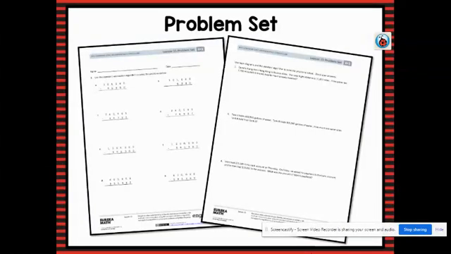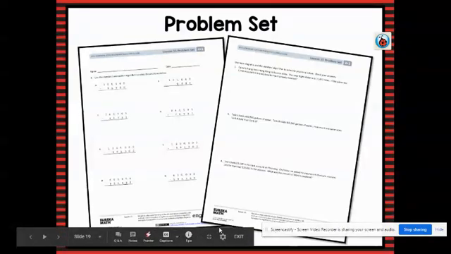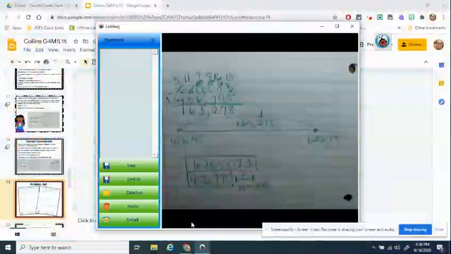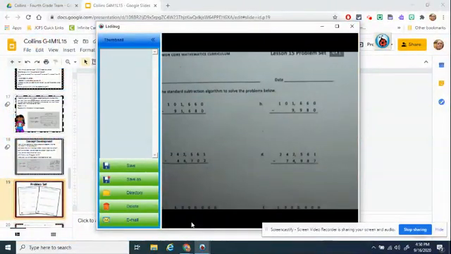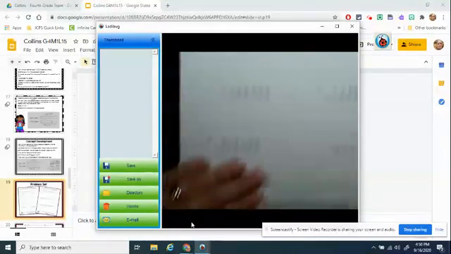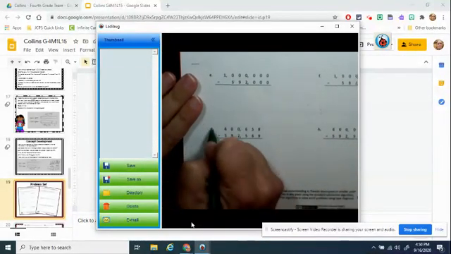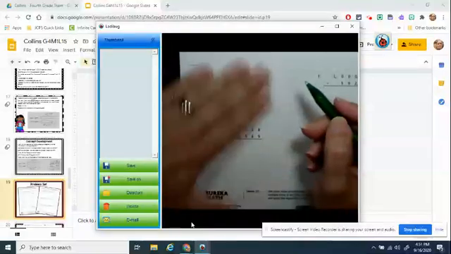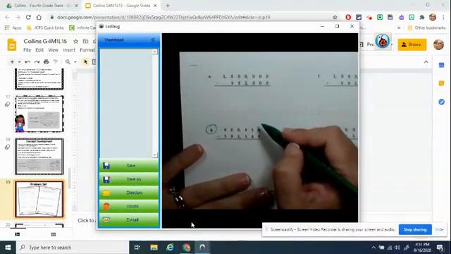Okay, so now we're going to try the problem set, which means I'm going to exit out of here and pull up the document camera and we're going to just do a couple. Let's do this one down here. It's got some zeros, but it's also got some numbers. And we're just going to practice. It's really hard in this notebook to write it because the numbers are so tiny. I have a hard time writing that small.